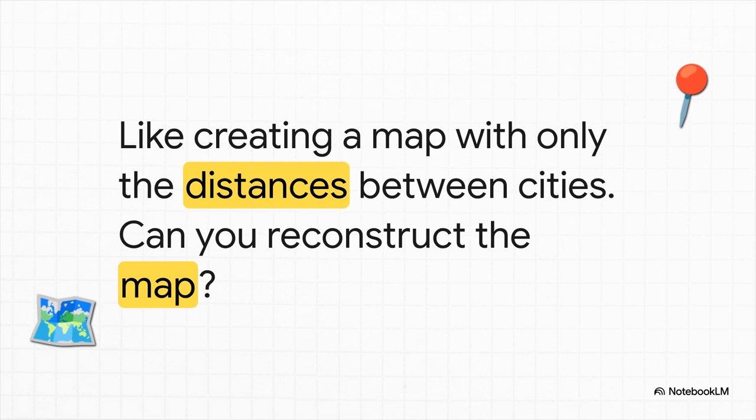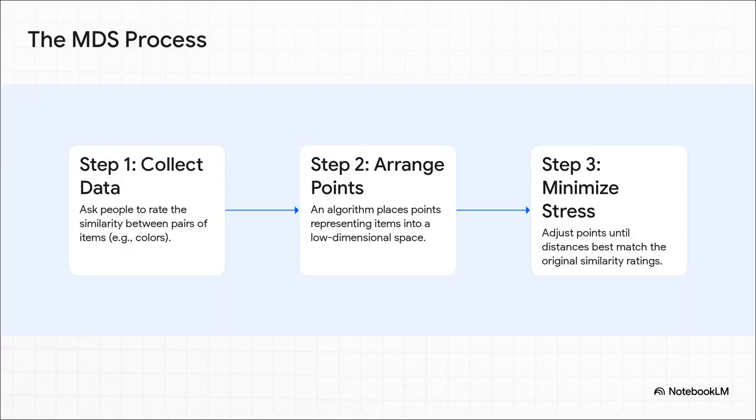Now, using only that distance information, do you think you could draw an accurate map? The incredible answer is yes, absolutely. And that is precisely what MDS does, but for our psychological concepts instead of cities. So how does this magic actually work? Well, thanks to pioneers like Joseph Kruskal, we have a pretty clear process. First, you just collect the raw data. You ask people to rate how similar things are.